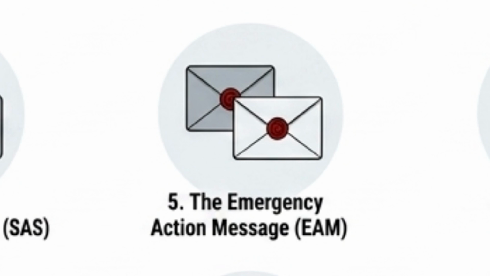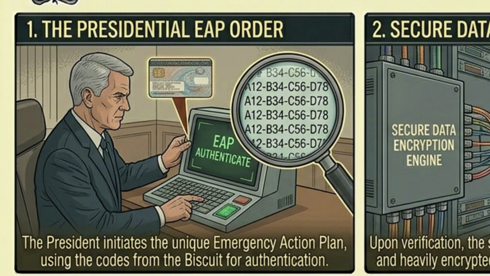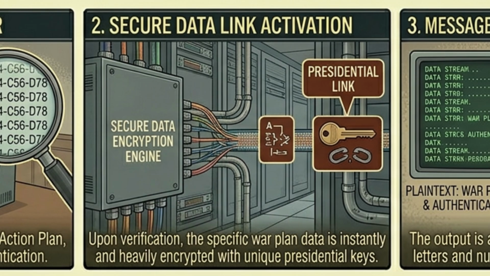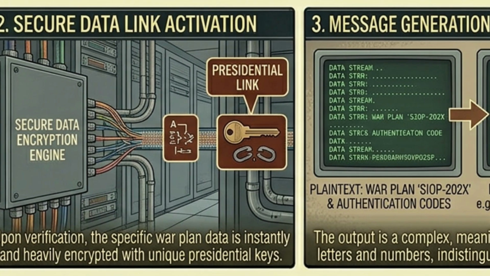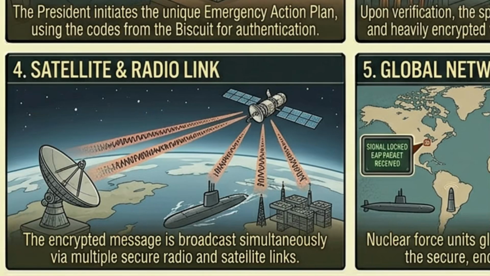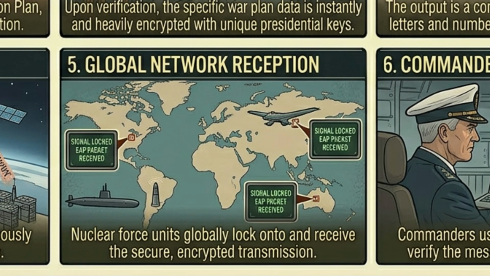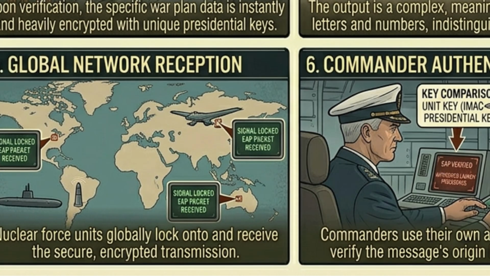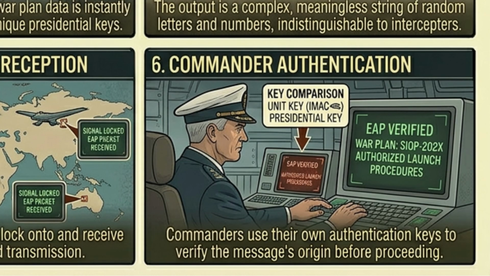5. The emergency action message, EAM. The coded message sent from the president to nuclear forces. It contains the war plan and authentication codes. It is sent via secure radio and satellite links. It looks like a random string of letters and numbers to anyone intercepting it.